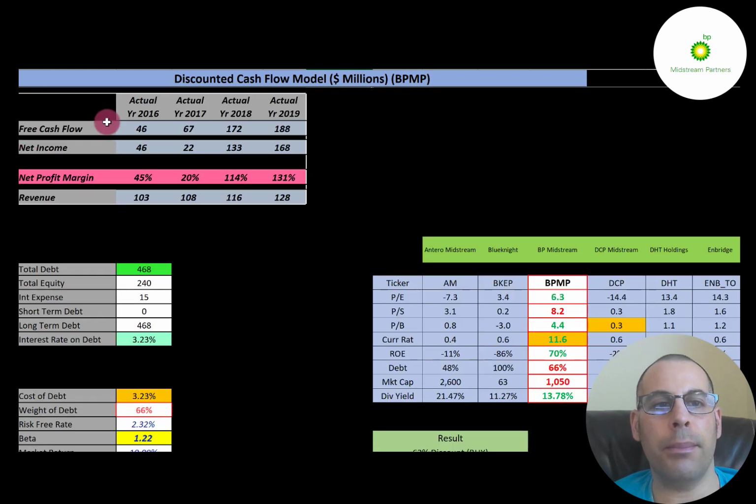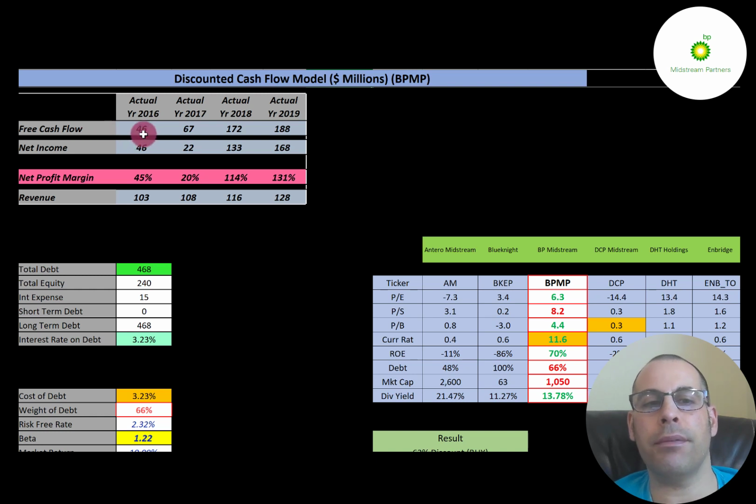The way you value a company is you estimate the future free cash flows, and then you discount that back to today's dollars. That's what we're doing in this video. And free cash flow is cash flow from operations minus capital expenditures. Capital expenditures are property, plant, and equipment.